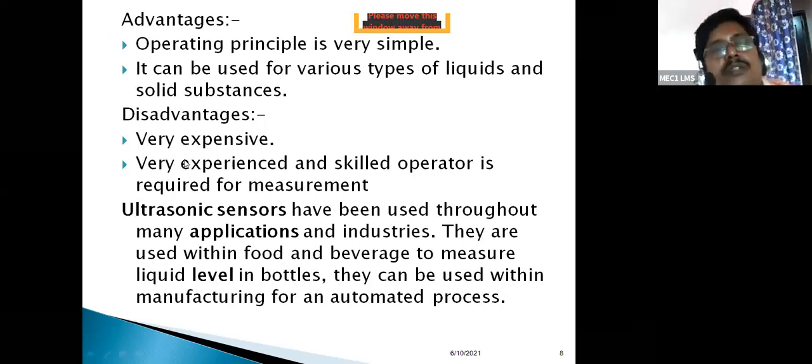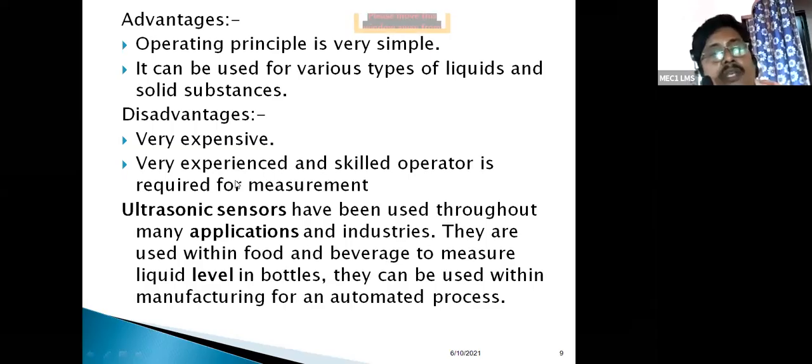And then advantages. Here, operating an ultrasonic sensor is very simple. It can be used for various types of liquids and solid substances also. See here, both capacitance and ultrasonics can be used. In capacitance also, it is used to measure the height of the liquid as well as some solid powder in the solid form. That also we can use with the help of the capacitance level transducer, right? And this is also for liquids and some solid substances.